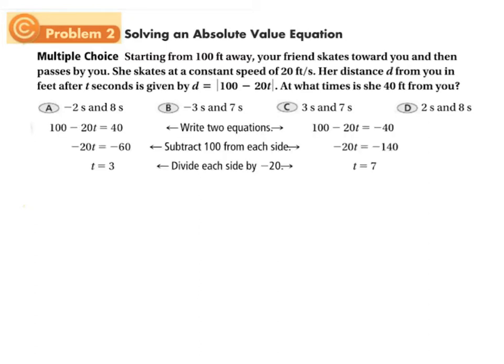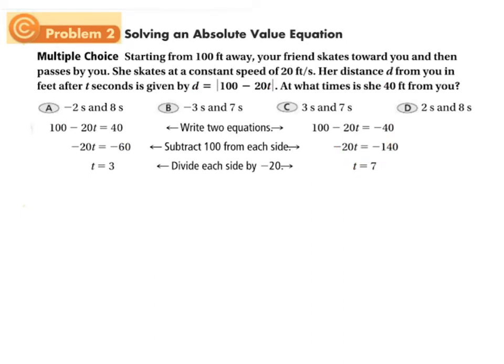So what you do is you say, okay, we are down to just the absolute value bars and there's nothing outside it. So you say, we're going to take what's inside, 100 minus 20t, and set it equal to the number itself, 40, and what's inside equal to the opposite, negative 40, and solve them out separately, okay? Subtract 100 from both sides, divide by negative 20, you get t equals 3. Here, you can do the same thing, subtract 100, now you get negative 140 here, dividing both by negative 20, you get t equals 7.